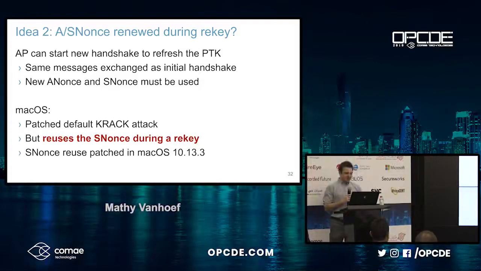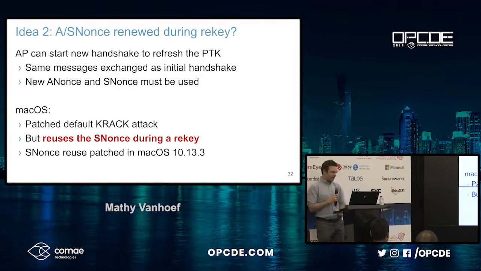So specifically, the situation we have is that when a client is already connected to a network, the access point can decide to execute a new four-way handshake to refresh the session key. And during this rekey, during this new handshake, both implementations should be using a new A-nonce and S-nonce. Exactly the same messages are exchanged, except both parties should be using a new nonce.